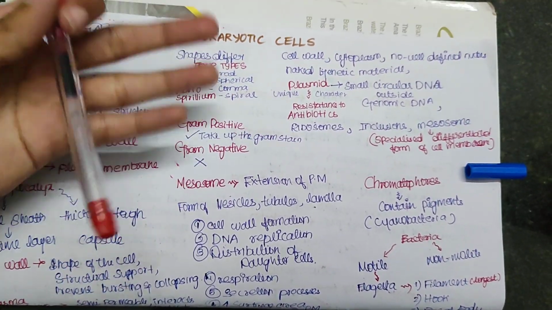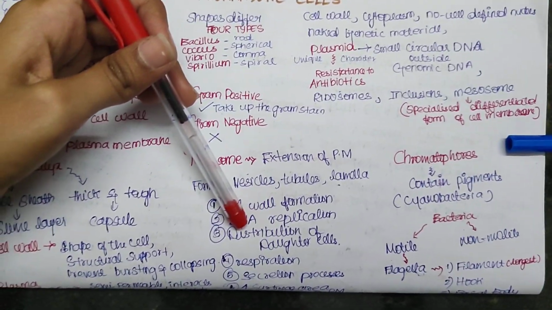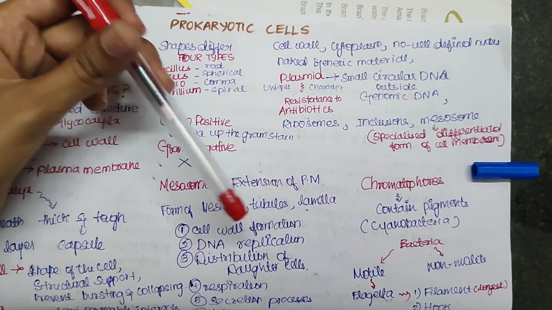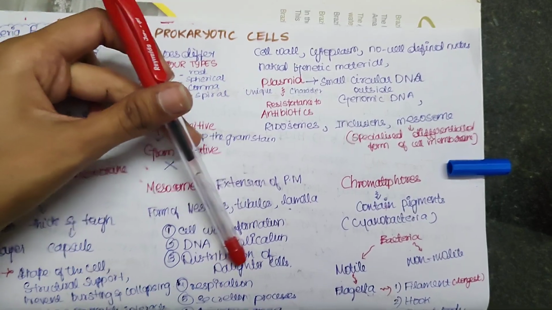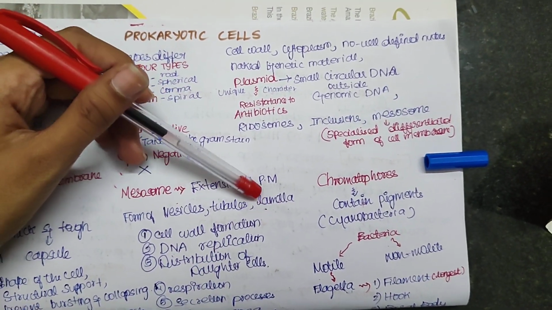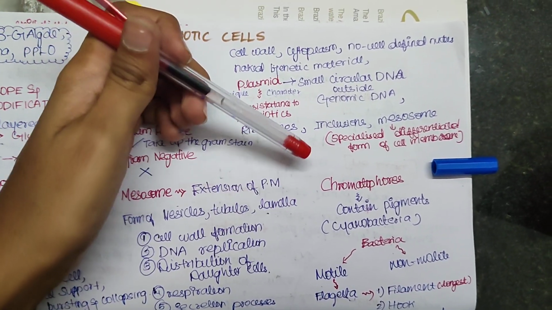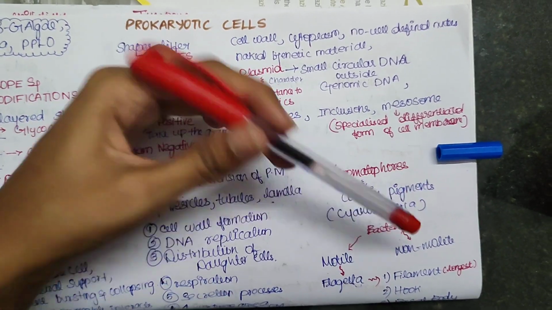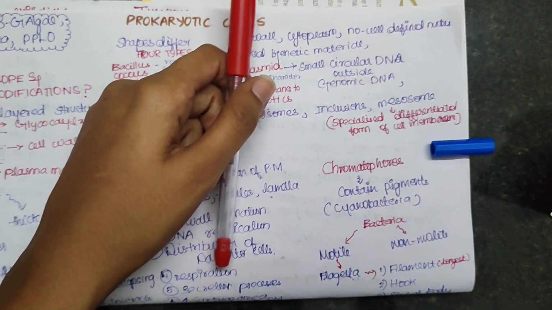vesicles, tubules and lamella. There are three types of form for the mesosome, and the functions are they can help in cell wall formation, DNA replication, distribution to daughter cells, respiration, and secretion processes. Also it will increase the surface area of the plasma membrane. Now apart from this, we have some specialized structures called chromatophores, which are seen in cyanobacteria kind of organisms, and these chromatophores contain the pigments.